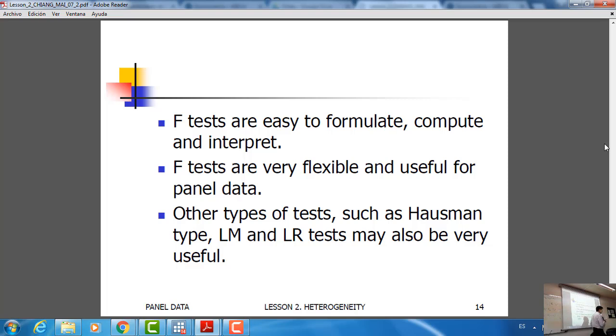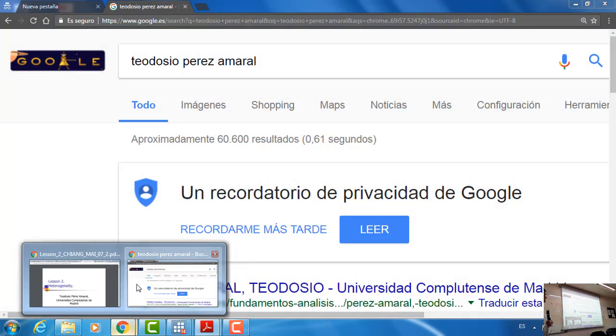It says here that other types of tests can also be computed, like LM and likelihood ratio. I'm not going to talk today about Hausman, LM, or likelihood ratio, because I want to do some practice with data. But the idea is that the tests are very flexible for panel data and for many other types of data, and they should be used at least on a routine basis. Not that you use 500, but maybe 3 or 4 in every work that you do. Finish. Okay.